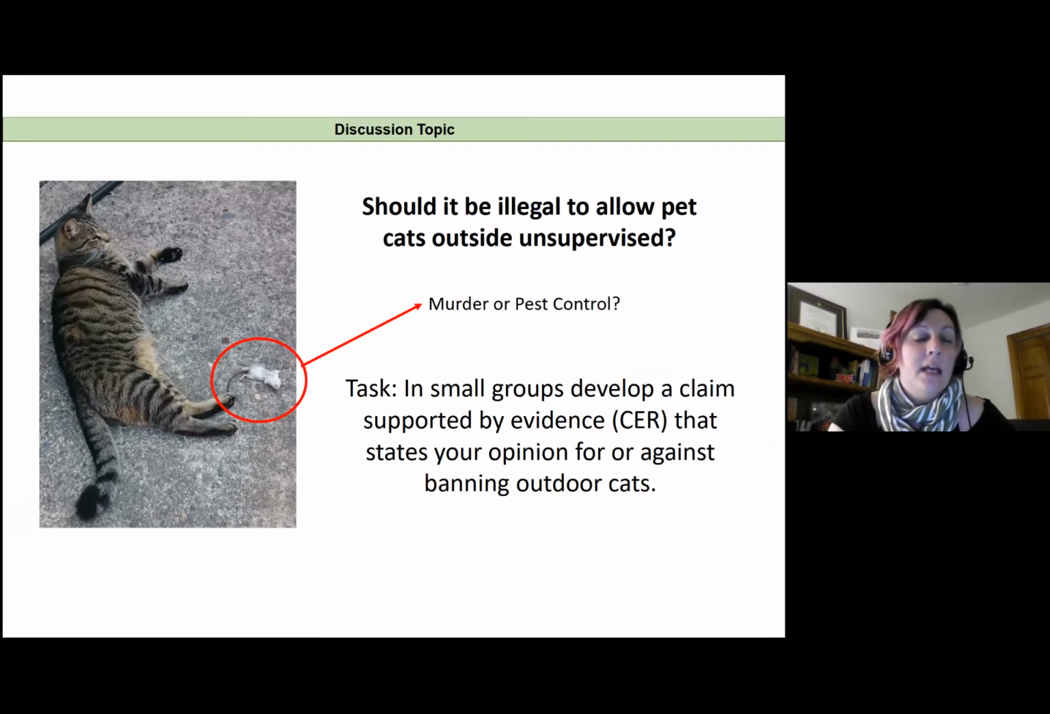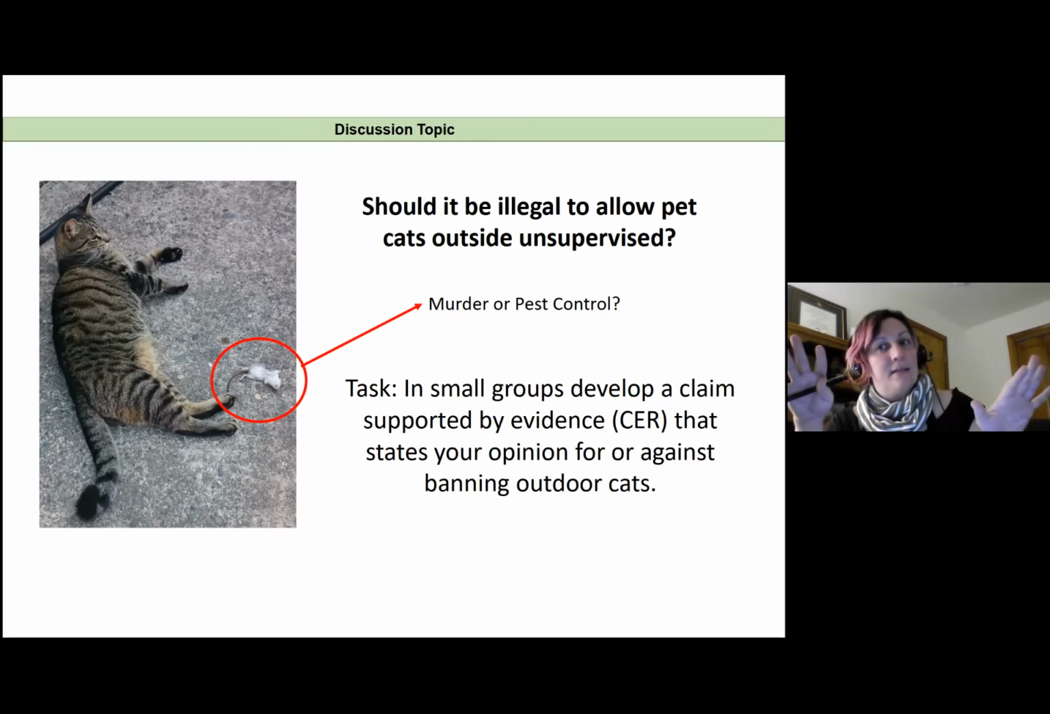And this brings us to a current debate. Should it be illegal to allow pet cats outside unsupervised? Does Khat Drogo need a catio, and should he not be allowed to roam free outside? So this isn't a chemistry topic, but this is going to be a low stakes way of practicing claim, evidence, reasoning writing. So we're going to work in our small groups today to develop a statement that uses CER formatting that states an opinion either for or against banning cats from the outdoors.